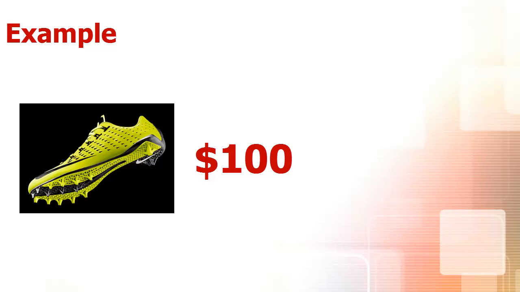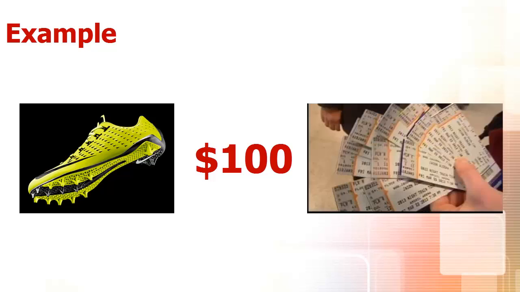Now let's take an example. I have $100 and I could either spend it on a new pair of shoes or a ticket to my favorite concert. If I value a pair of shoes more than the ticket, then I would choose a pair of shoes and my opportunity cost would be the ticket.